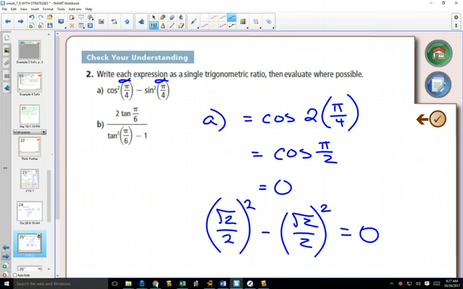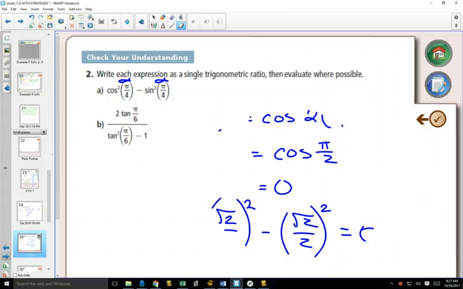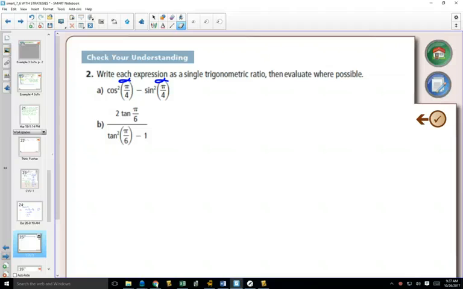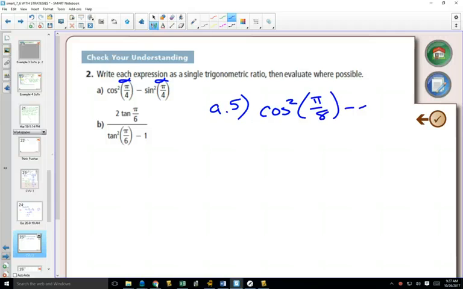So these questions are nicer if I rewrote A. Oh, we already did a 1.5. Are you okay if I do an A.5? Okay, question A.5 is going to look a lot like question A, but I'm going to do cos squared of pi over 8 minus sine squared of pi over 8.